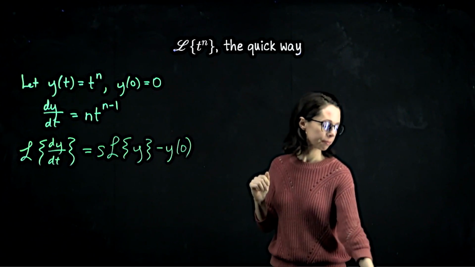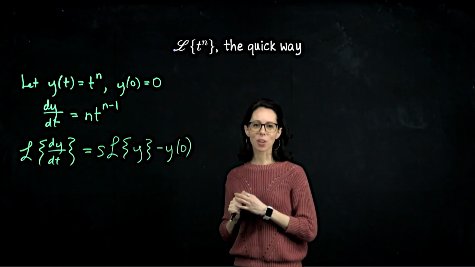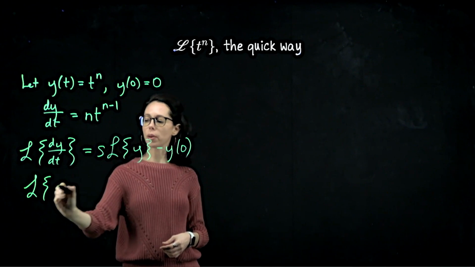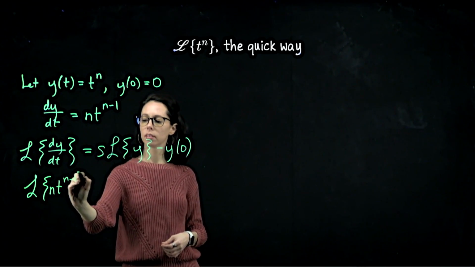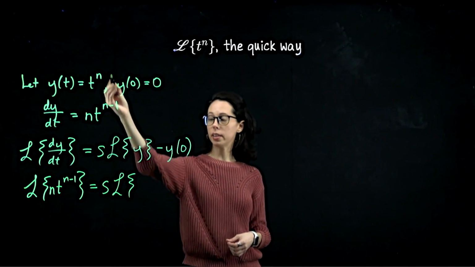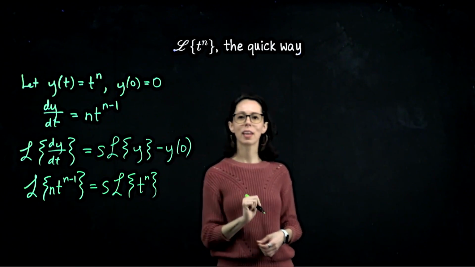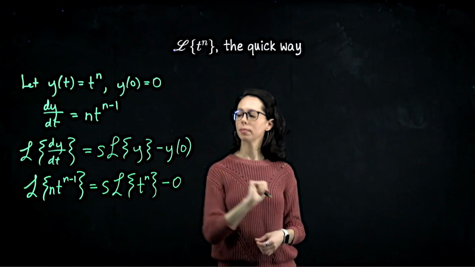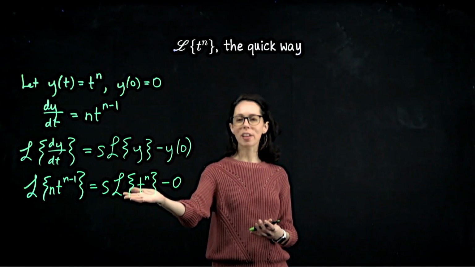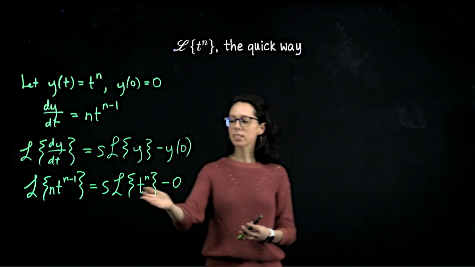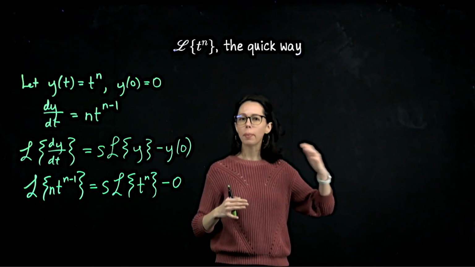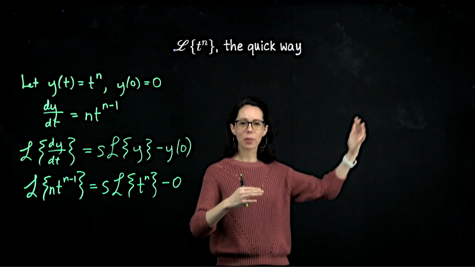Let me switch markers. Okay, so on the left-hand side, I'm going to write Laplace transform of n t to the n minus 1 is equal to s times the Laplace transform of t to the n, and then minus 0. I'm going to write this one more time. I'm going to solve for this Laplace transform. The idea is this is for t to the n, and the Laplace transform on the left-hand side is involving t to the n minus 1, where that's 1 power lower. We're actually going to build up through powers of n. You'll see what I mean.